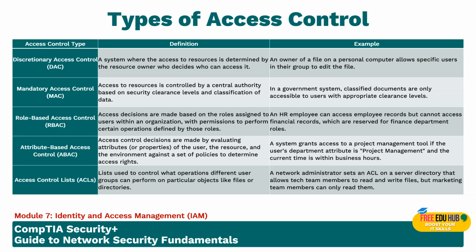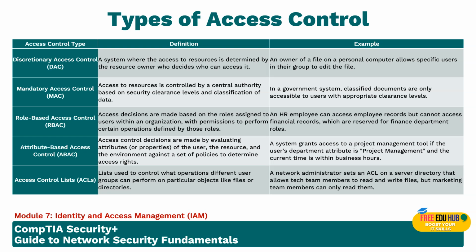ABAC provides a flexible and fine-grained access control framework capable of dynamically adjusting the permissions based on a wide array of attributes. An example could be a system that grants access to a project management tool if a user's department attribute is project manager, and the current time is within business hours, only then will they be able to access those resources.